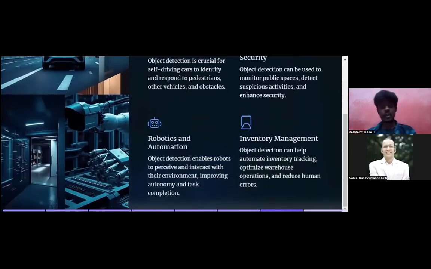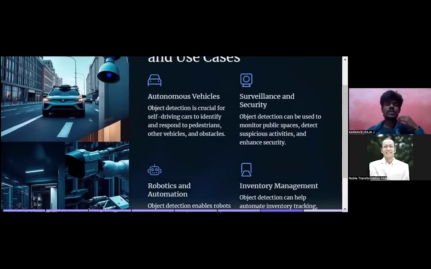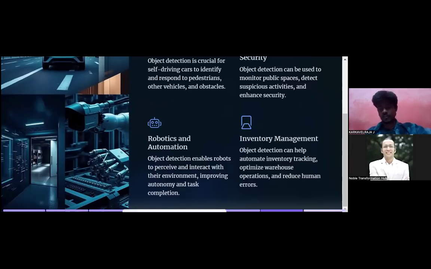Then robotics and automation. It's simple: object detection enables robots to see, a feature given to robots by using object detection. Then inventory management: object detection can help automate inventory tracking, optimize warehouse operations, and reduce human errors. Inventory management is very important among real world applications of object detection, helping to identify and place objects.